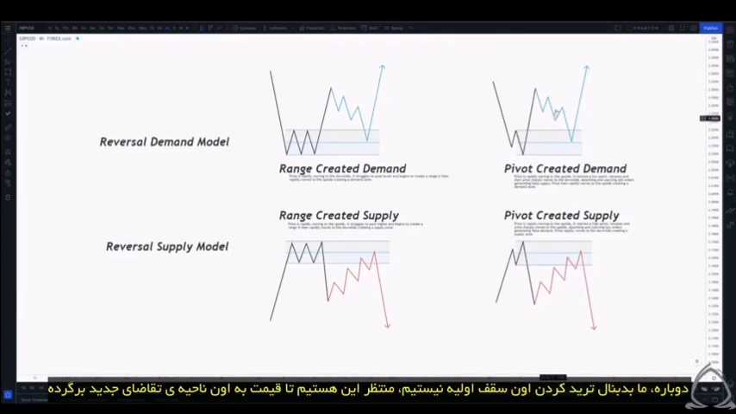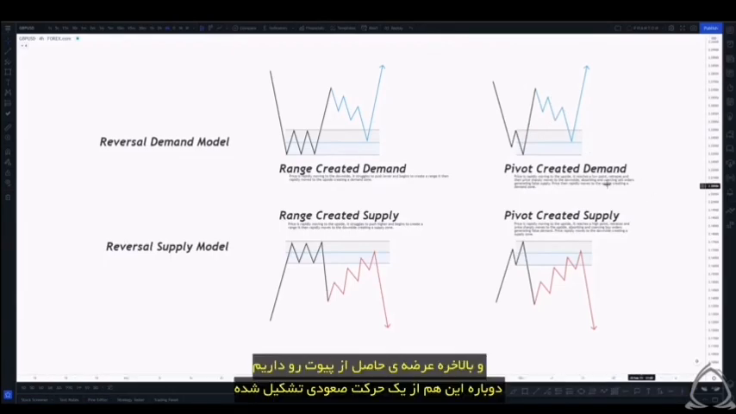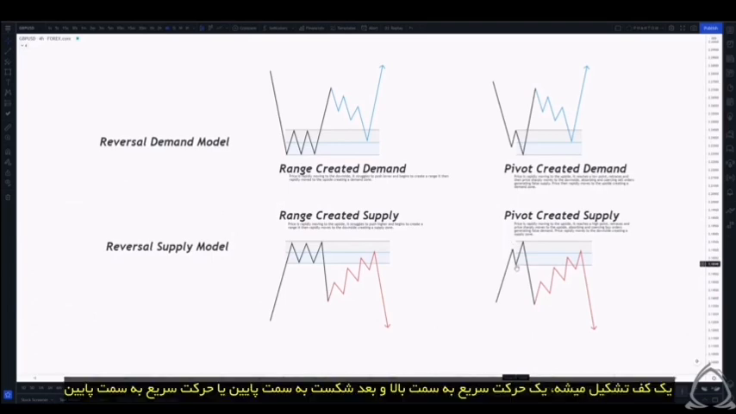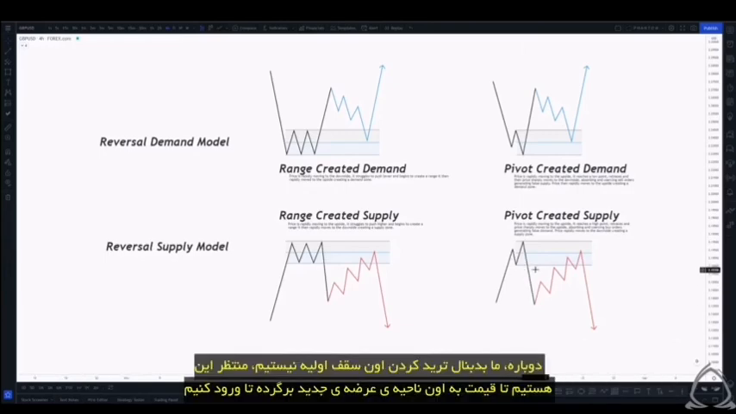We're instead waiting for price to return to this newly created demand zone to look for entries. And then finally, we have our pivot created supply. And this, again, is created from an up move. We get a low that's created, then we have a sharp move to the upside and a break to the downside, a rapid move to the downside. Once again, we're not trading the initial break. We're waiting for price to return back to this newly created supply zone to look for entries.